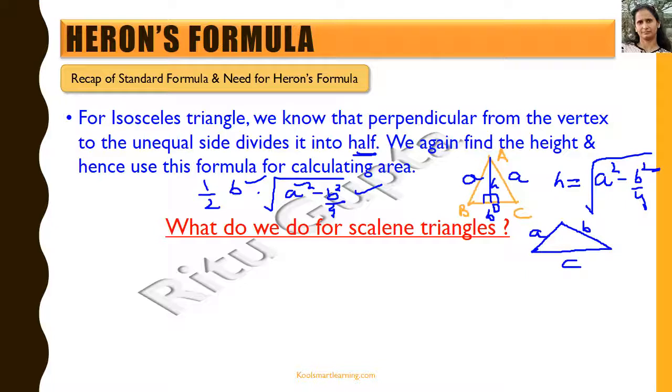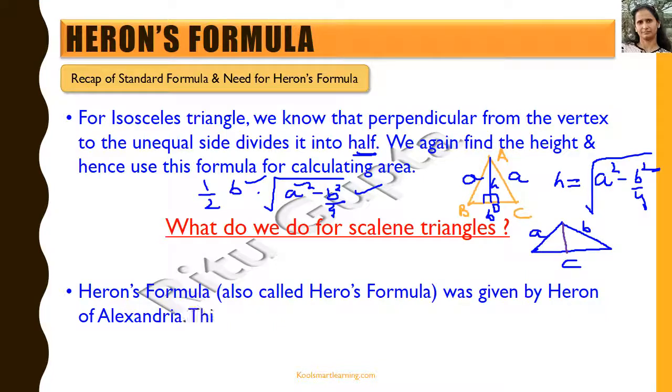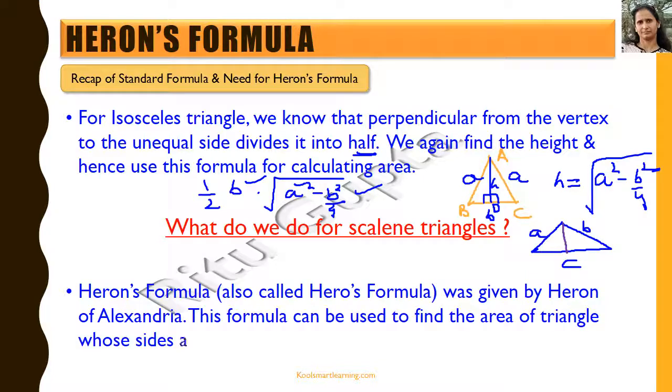Now here we know that if we drop a perpendicular from the vertex to the base, we have no idea how this base is going to get divided, and how do we use the formula of half into base into height? Now that is where Heron's formula becomes very handy. Heron's formula, which is also called Hero's formula, was given by Heron of Alexandria, and this formula is used to find the area of the triangle when the three sides of a triangle are given. So let's see what this formula states.